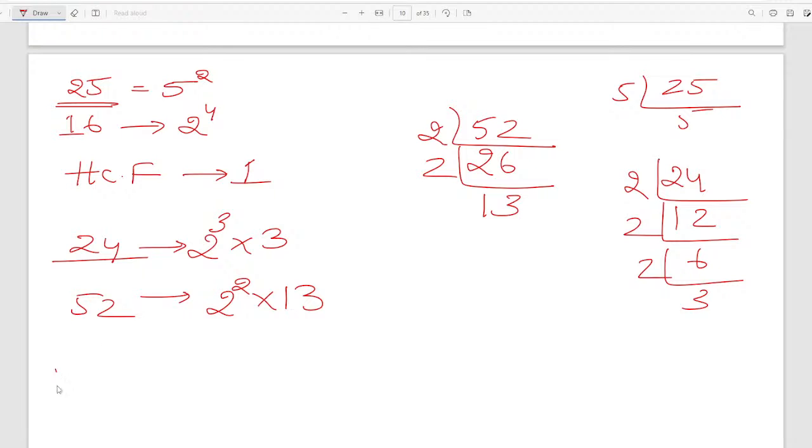Now if we have to calculate the HCF of these two, what we do is we take the least power. In this case, 2 is common, and the least power is 2 square.